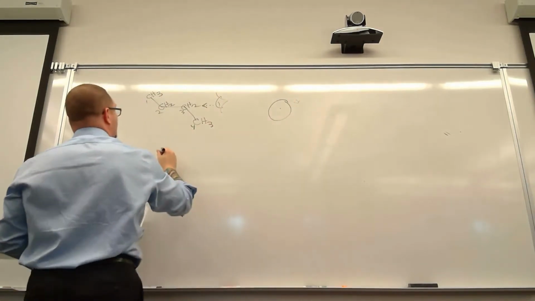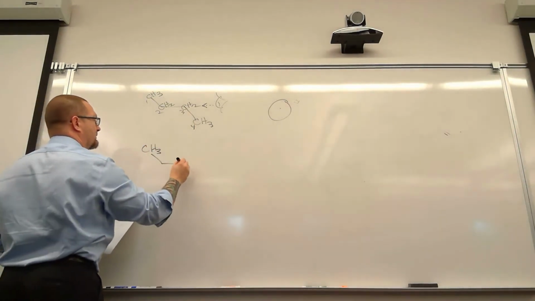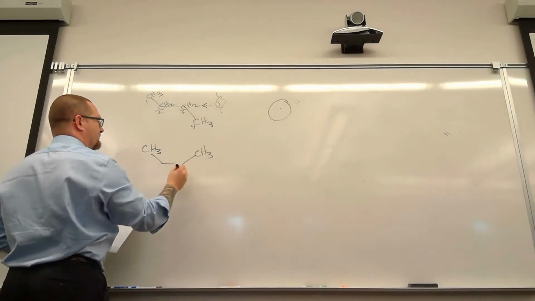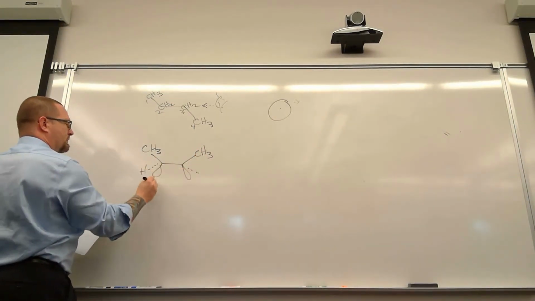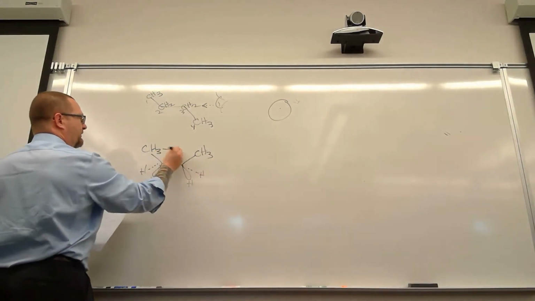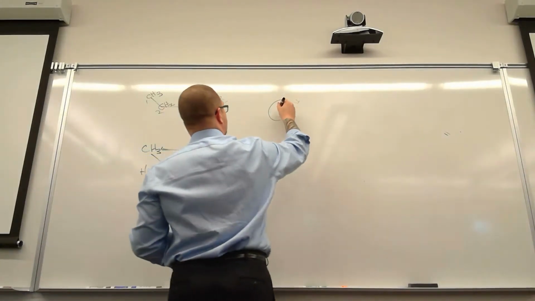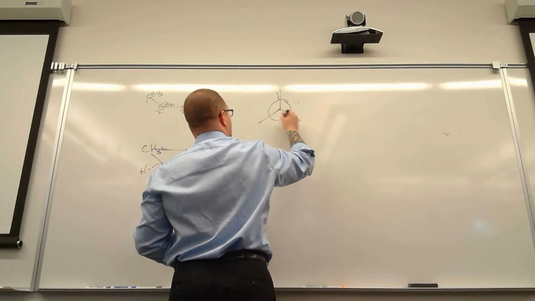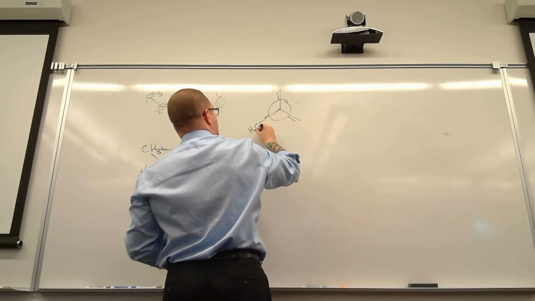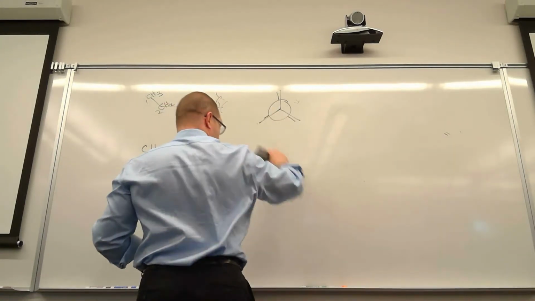I'm going to draw the eclipsed version first, where the methyls are directly across from each other. Then we'll start rotating things. Oops, getting ahead of myself. Let's put them up top.